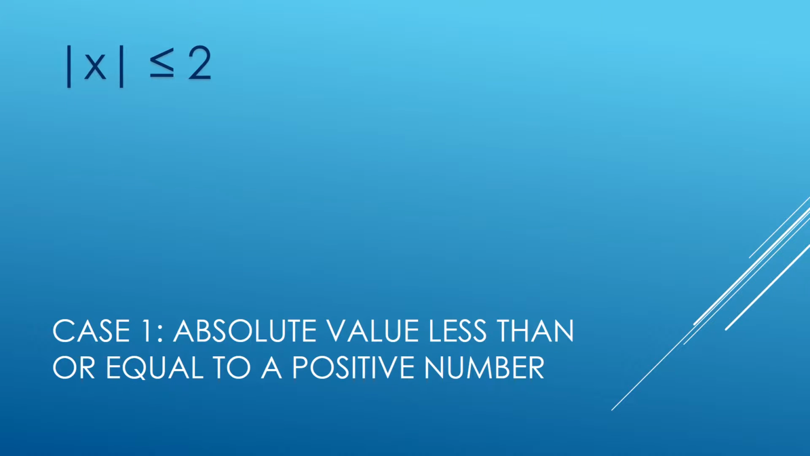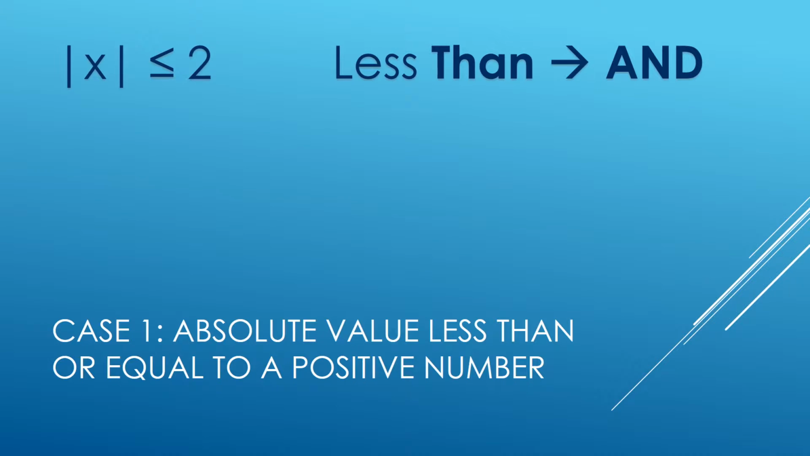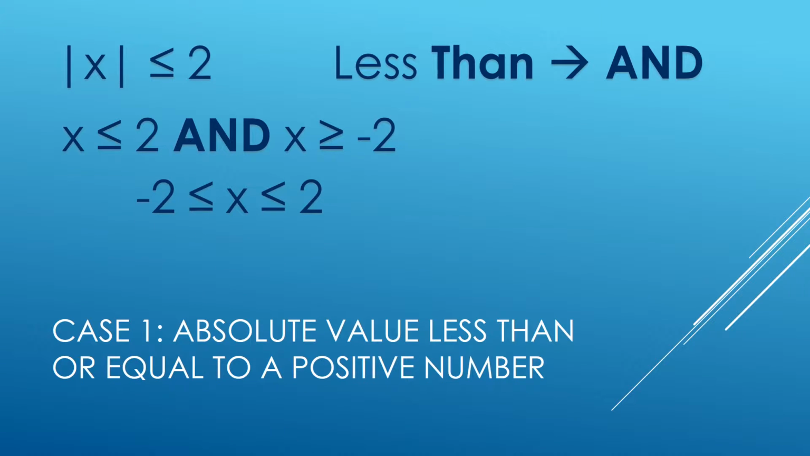Alright, this next example is also an example of case 1, but in this case we're going to use less than or equal to a positive number. Once again, less than sounds like "and," and we're going to take a look at our two inequalities. First one, x less than or equal to 2. I just dropped the absolute values and used the same inequality direction and the same number, 2. But in my second inequality, I changed the direction of the inequality and used the opposite of the number. So it's x greater than or equal to negative 2. In the compact notation, it's negative 2 less than or equal to x less than or equal to 2.